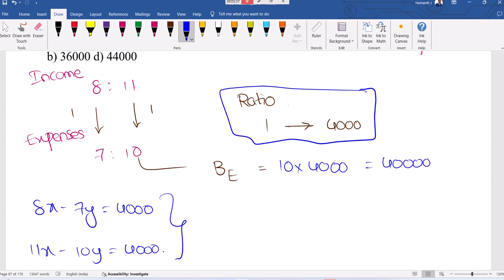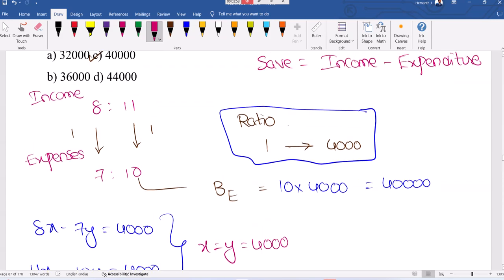Then we'll get x and y both equal. During the process, you will understand x and y both will be equal in fact, and that is equal to 4,000.